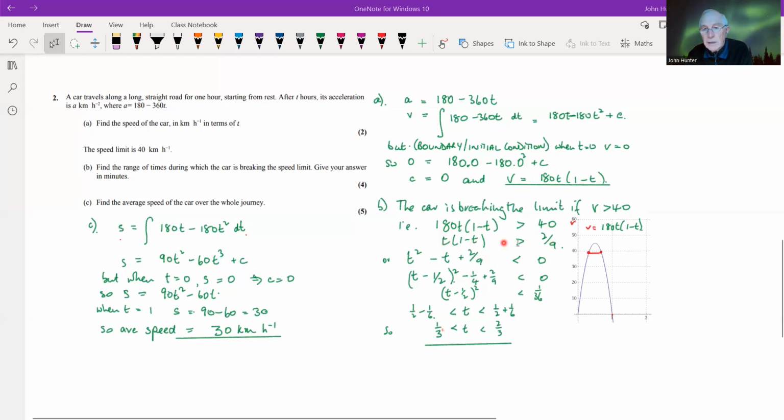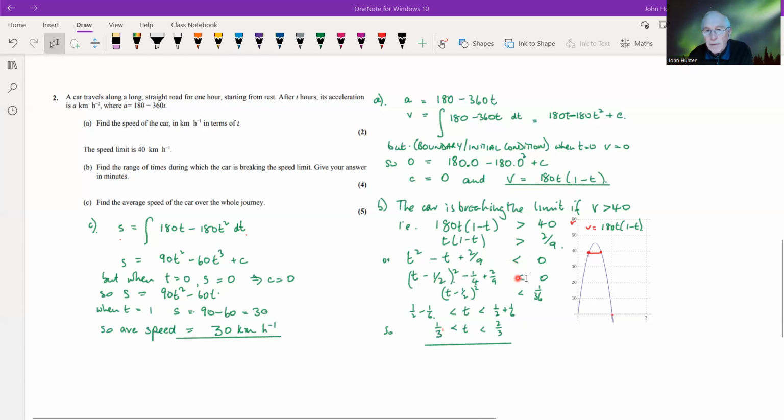Divide through by 180 gives us that. Turn it into a quadratic expression, a quadratic inequality, by expanding it and subtracting 2/9 from each side. Note though that because t times minus t gives you minus t squared, the signs of this left-hand side have been changed, and therefore the inequality sign has been swapped over, which is all about inequalities, really. But just take note of that.